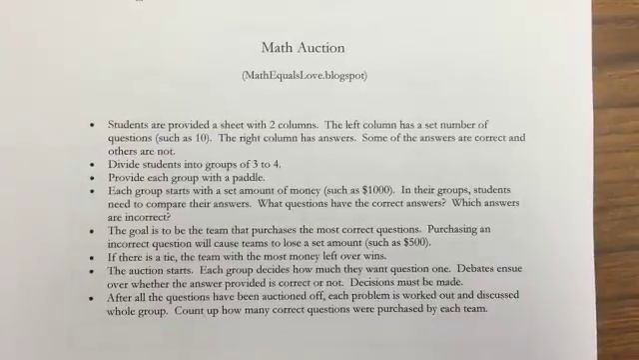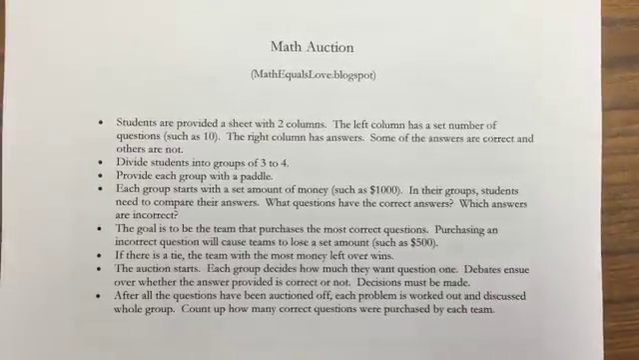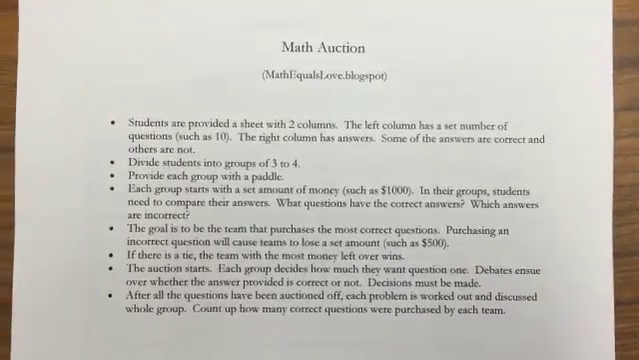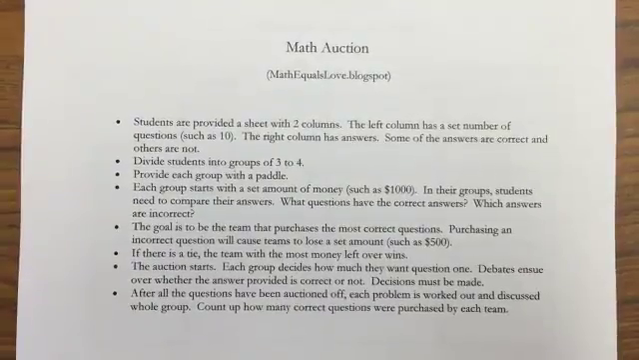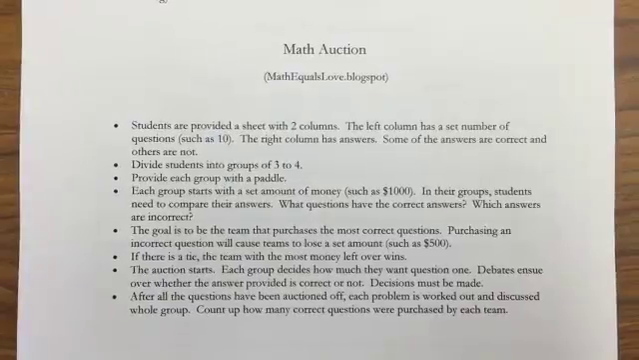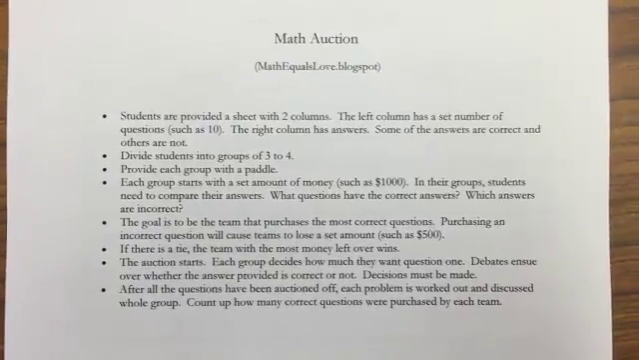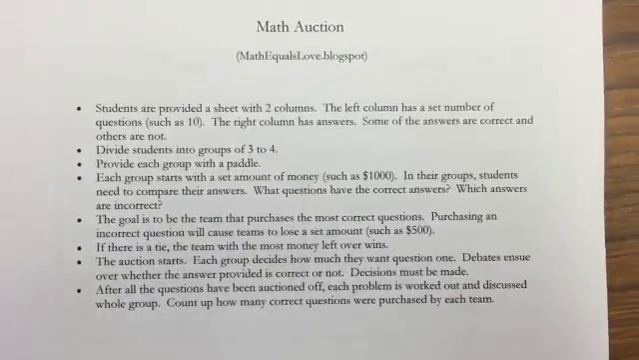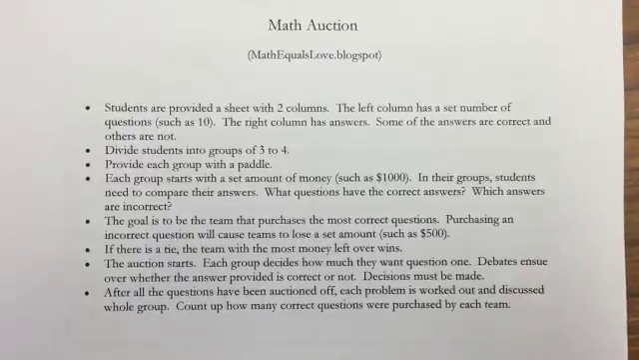Okay, our next review strategy is called Math Auction, and it's for you competitive friends out there. All right, for this one, students are provided with a sheet with 2 columns, and I'll give you an example in a moment. The left column has a set of questions, such as 10, and the right column has the answers to those questions. Some of them are correct and some are not.